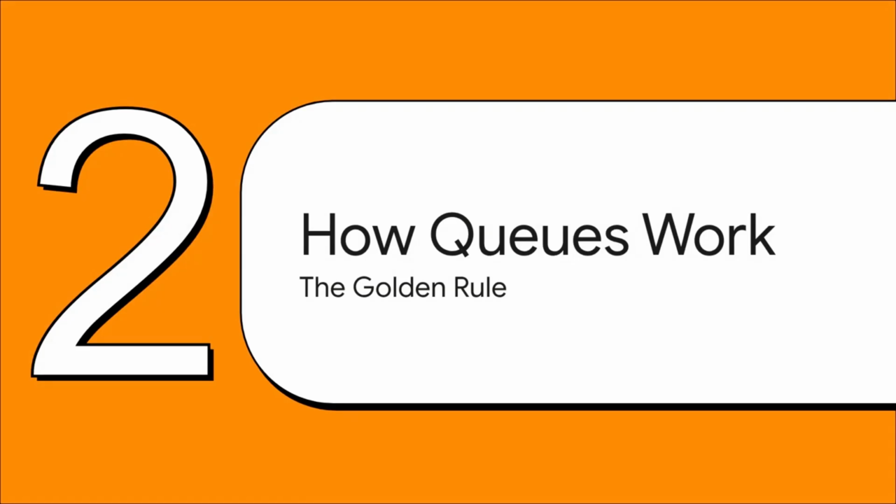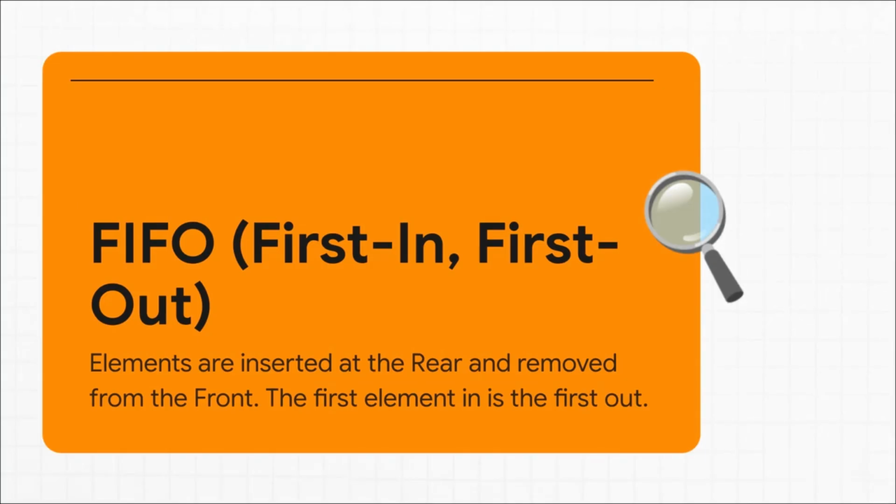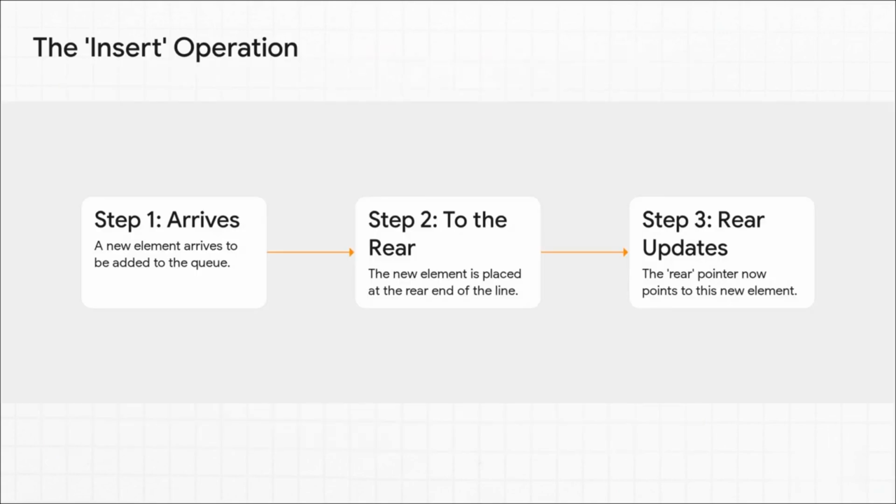Okay, so how does this digital line actually work under the hood? It really all comes down to one simple, absolutely unbreakable principle. That core principle is called FIFO. You're going to see this acronym everywhere, and it just stands for first in, first out. It's easy, right? Just think of the front of the queue as the cashier and the rear as the very, very end of the line. New things can only join at the back, and they can only leave from the front. That's it. Let's just watch this happen.